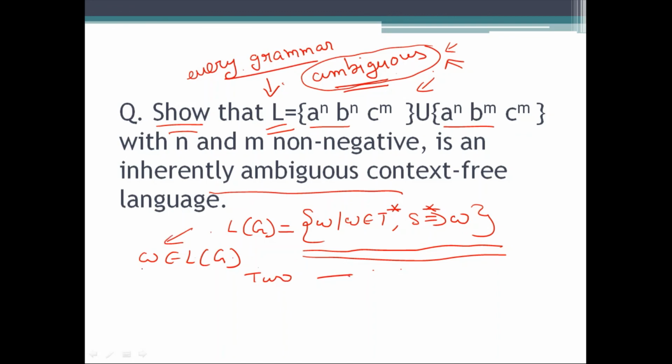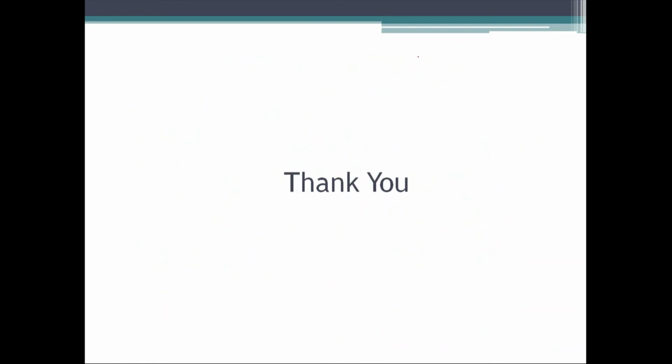A grammar is ambiguous if at least one W is what? Ambiguous. If all grammars generating the language are ambiguous, then that language is called an inherently ambiguous context-free language. Fine. Hope all these concepts are clear. Thank you all.